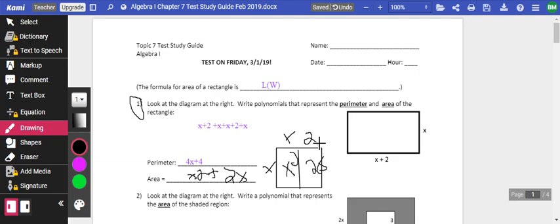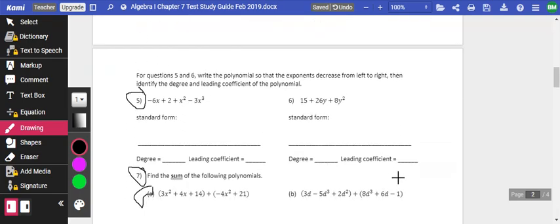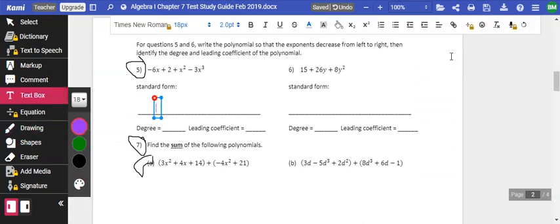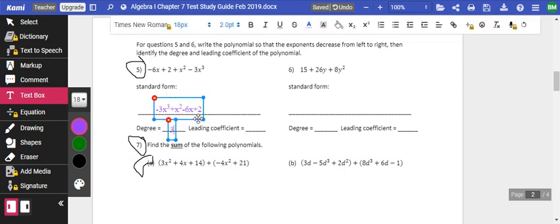So as long as you know the perimeter and area of a rectangle, you can do all of these. Let's move down to standard form. Remember, with standard form, you want the biggest exponent first, so it's negative 3x to the third plus x squared minus 6x plus 2. So our degree right here is our biggest exponent, and we've got 3. Our leading coefficient is the number in front of our biggest exponent, so it's negative 3.